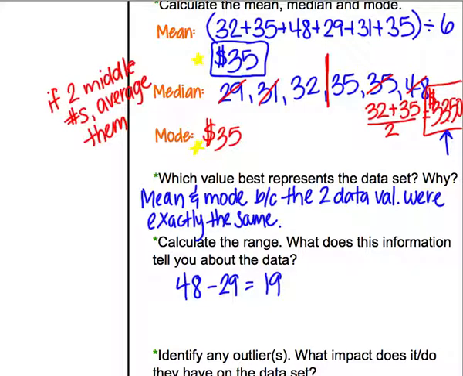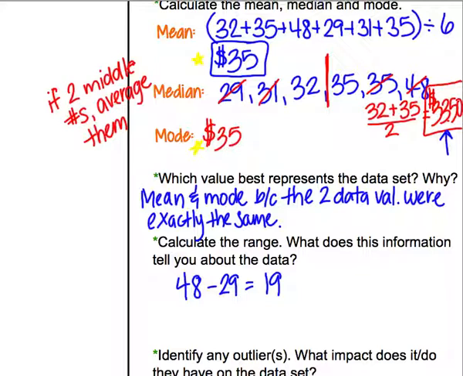And what does this tell you about your range? Well, remember, if the range is large, it shows that you have a wide variation, or your data values are very different. And if you have a small range, you have a very similar data set.